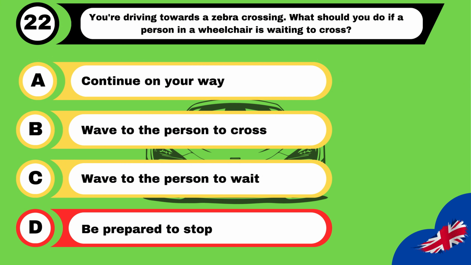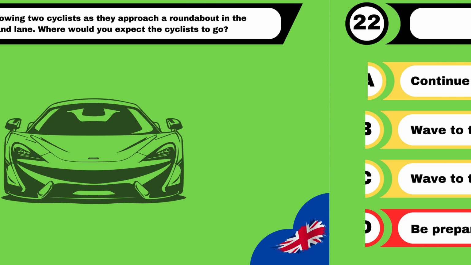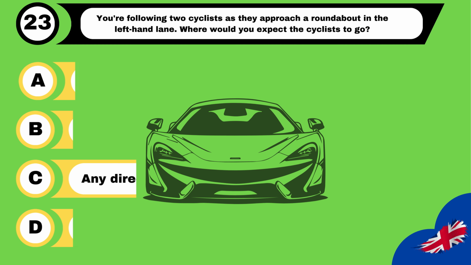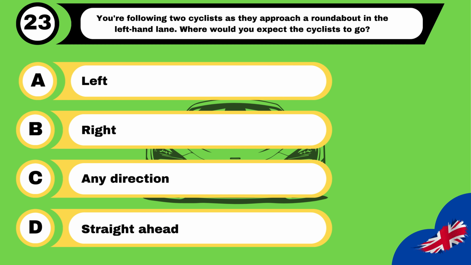The answer is D. Be prepared to stop. Question 23. You're following two cyclists as they approach a roundabout in the left-hand lane. Where would you expect the cyclists to go? A. Left. B. Right. C. Any direction. D. Straight ahead.